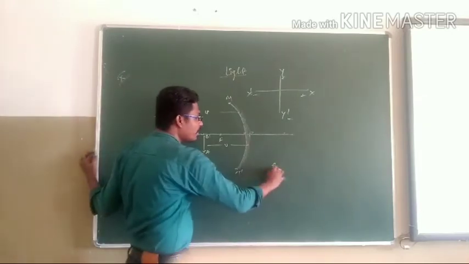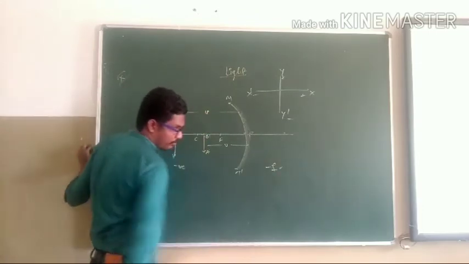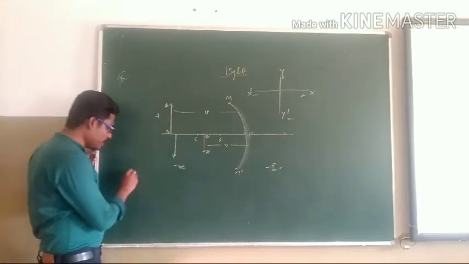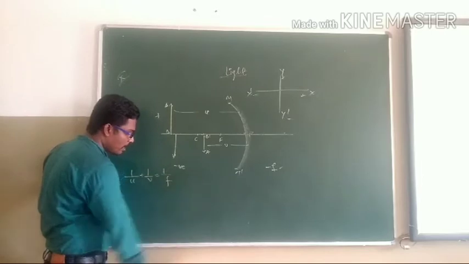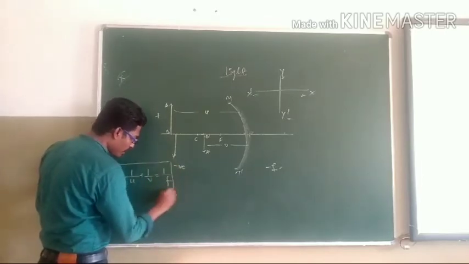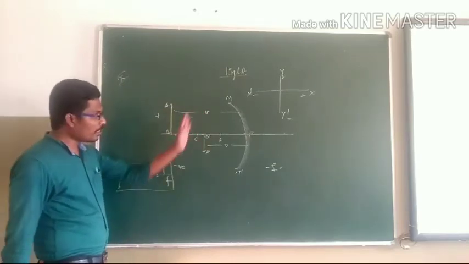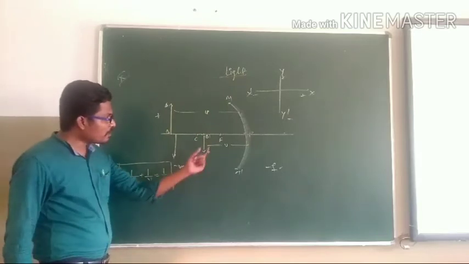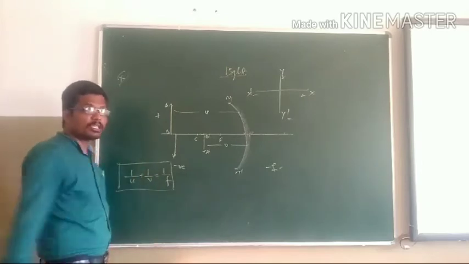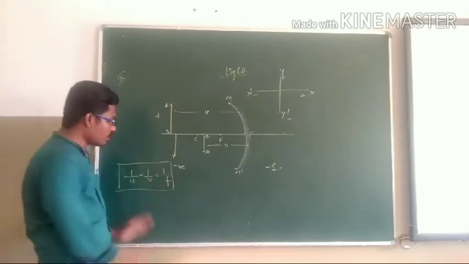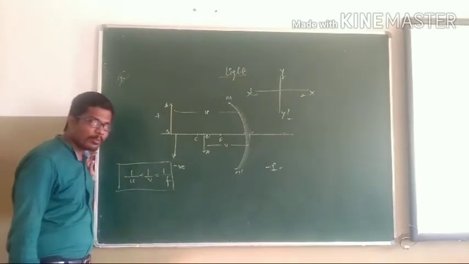Now here actually there is one relation between u, v and f. That is 1 by u plus 1 by v is equal to 1 by f. This relation between the distance of the object, the distance of the image from the pole, and the focal length is called as the mirror formula. This is applicable for all types of spherical mirrors.